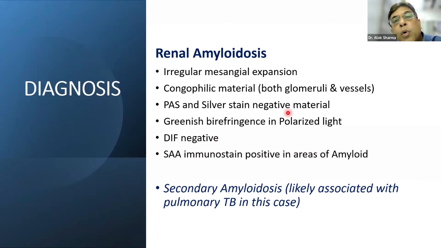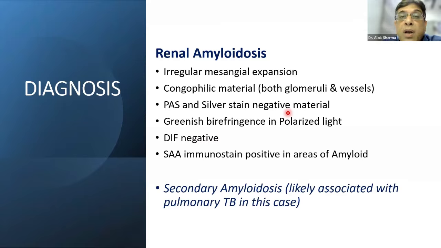And then you need to go to the gold standard methodology. The gold standard method of diagnosing amyloid is laser capture microdissection of the specific area. You need to dissect out that area from the tissue and then subject that tissue to mass spectroscopy. So that is the gold standard.